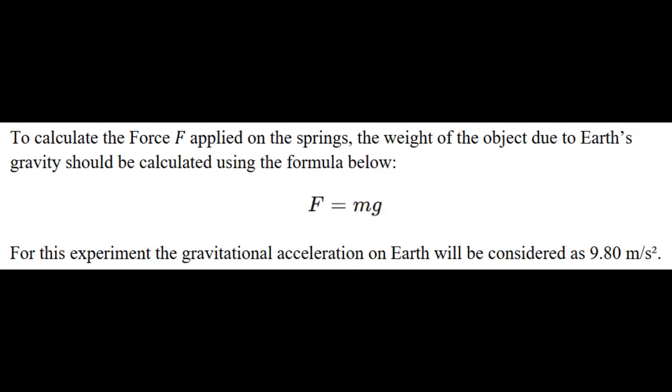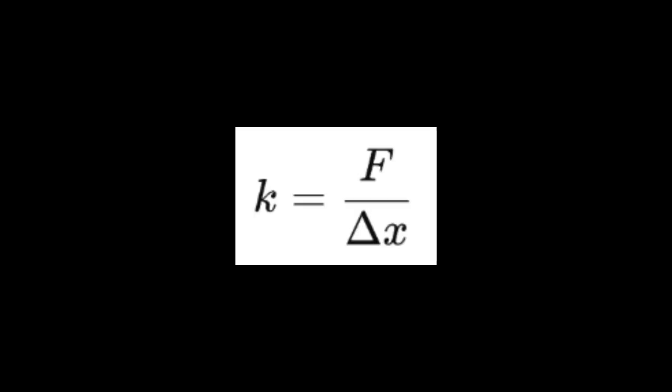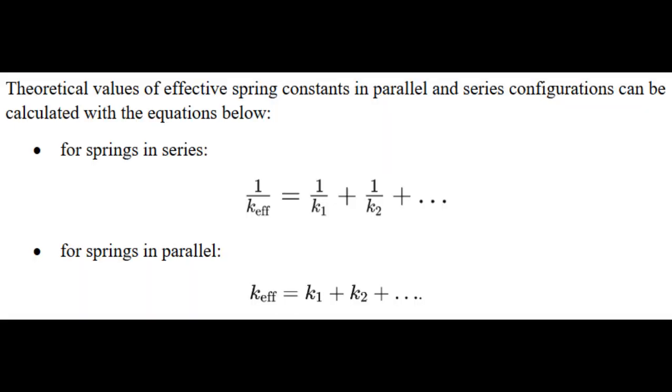To calculate the force F applied on the springs, I calculated the weight of the object due to the Earth's gravity using this formula. I considered the G value as 9.8 meters per second square. And lastly, to calculate the displacement of the spring, I measured the spring's initial length and final length and subtracted these values. With this equation, we can find the effective spring constants for each configuration. Using these formulas, I have also calculated the effective spring constants for springs in series and parallel, later to compare these theoretical values to experimental values.